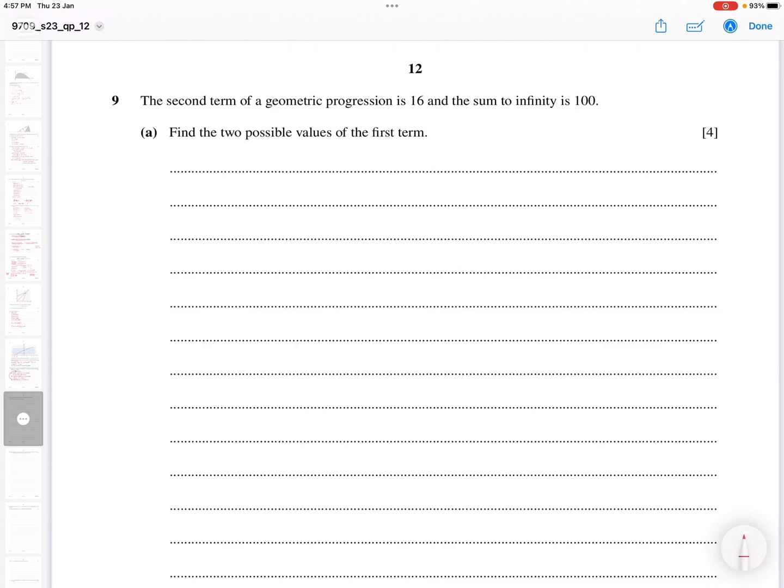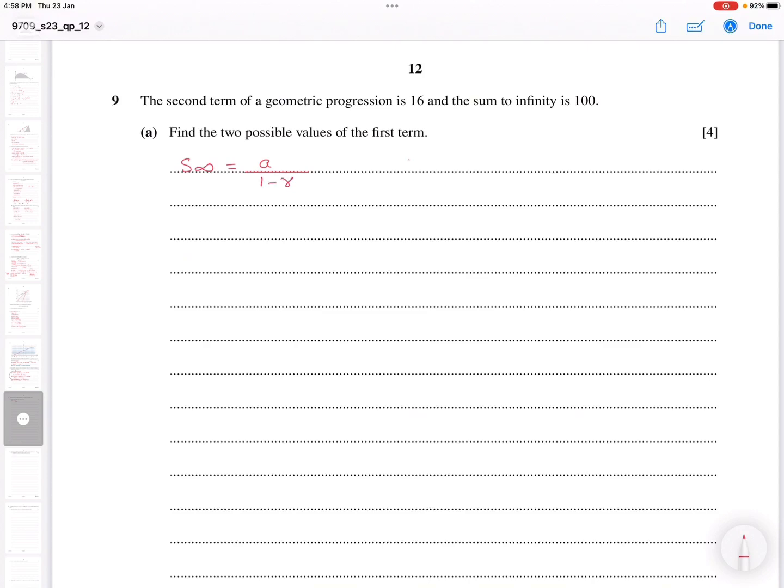Now move on to question number 9. In this question, the question says the second term of a geometric progression is 16 and the sum to infinity is 100. Part A, find the two possible values of the first term. So the formula for sum to infinity is sum to infinity equals A over 1 minus R.